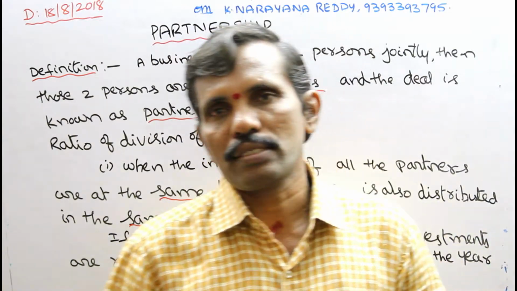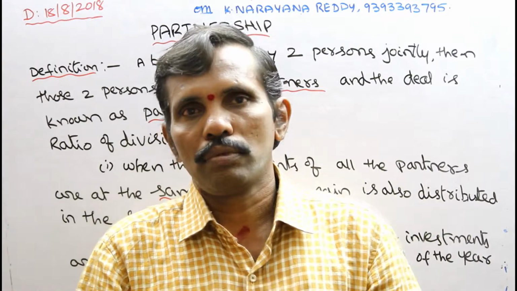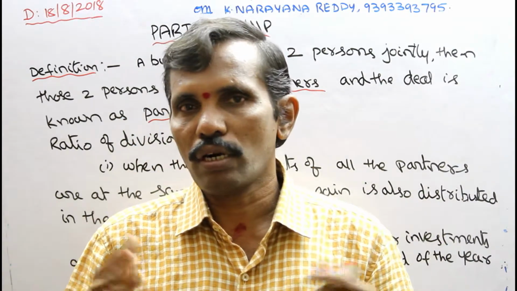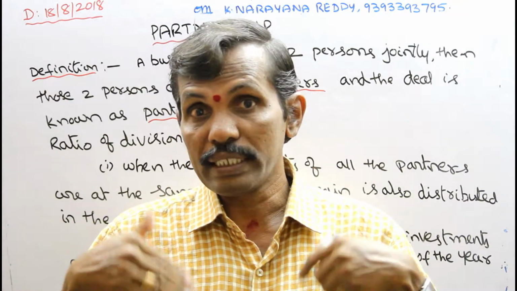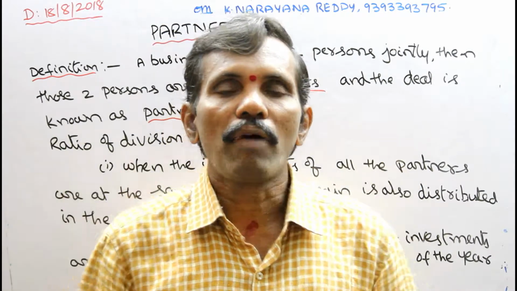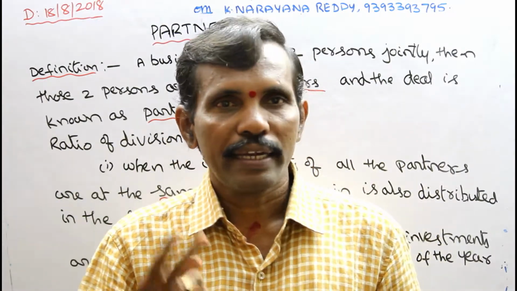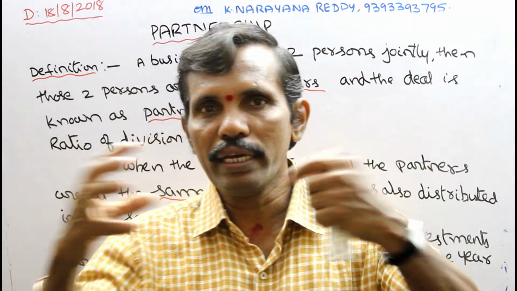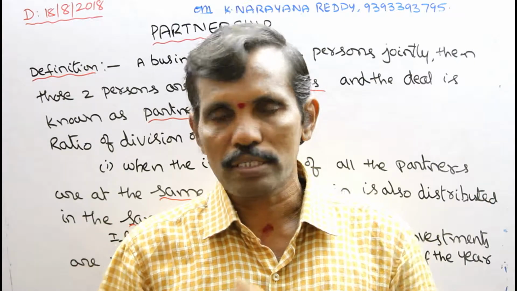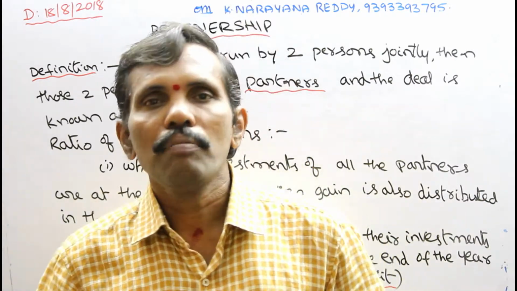Suppose two persons jointly do some business, those are called partners. The deal between them is called a partnership. So two persons can do a business jointly, and they are called partners, and the deal between them is known as a partnership.